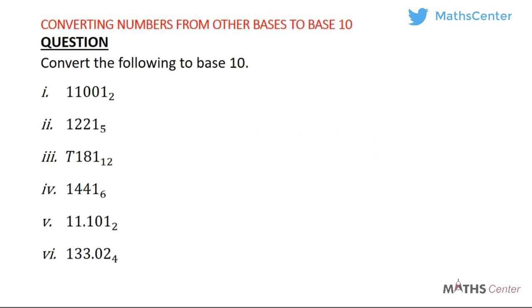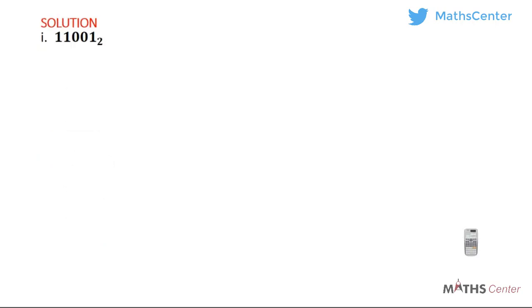So let's pick some examples and see how this is done. We are being told to convert the following to base 10, and we have been given from I to VI. So you will take them one after the other and see how this is done. With the first example, we are being told to convert 11001 base 2 to base 10. So we are going to see how to do this.